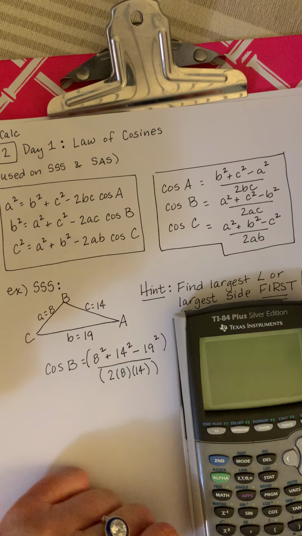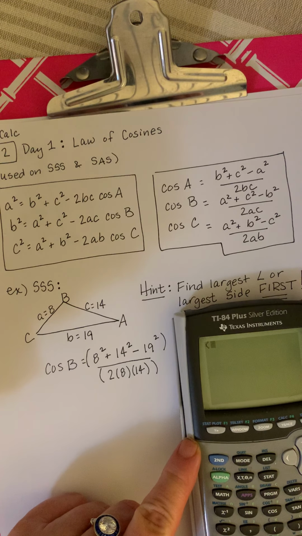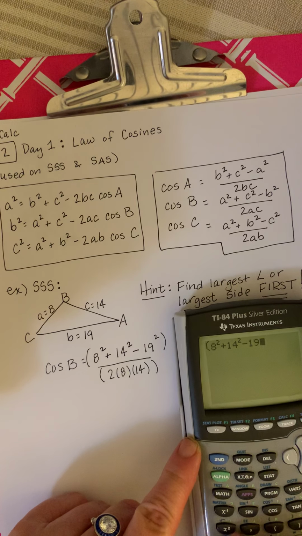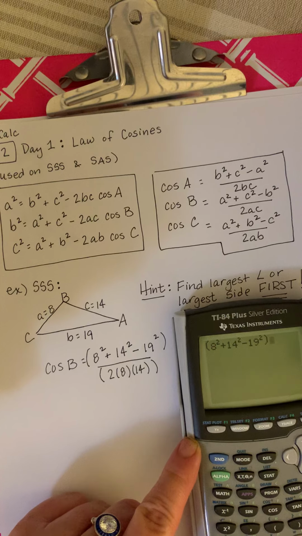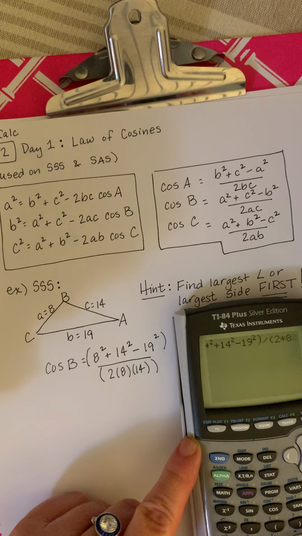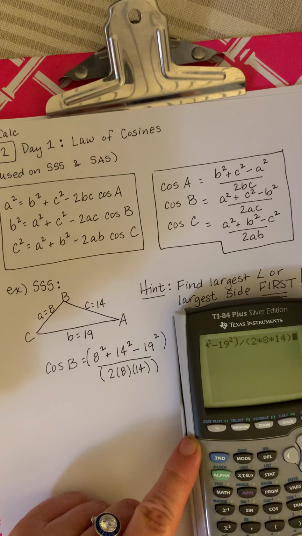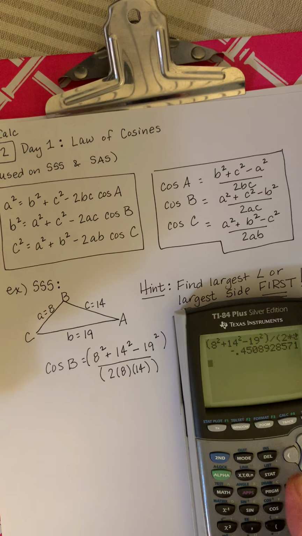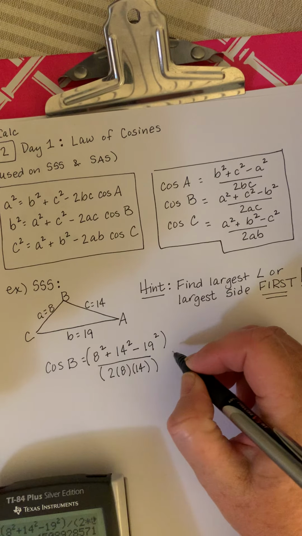So I'm in degrees. I'm going to do parentheses 8 squared plus 14 squared minus 19 squared, parenthesis, divided by parenthesis, 2 times 8 times 14, and end that parenthesis as well. And that is going to give me a negative 0.45, okay?